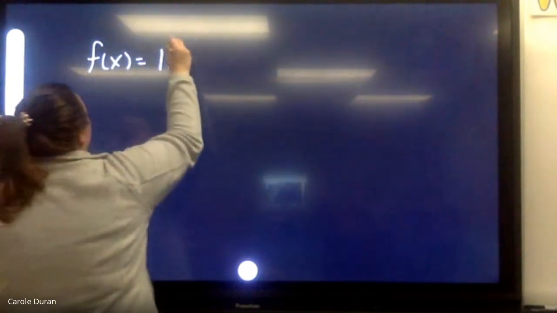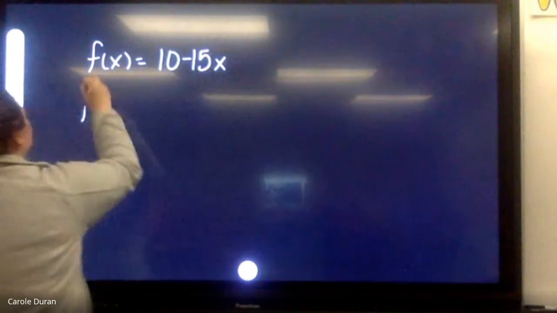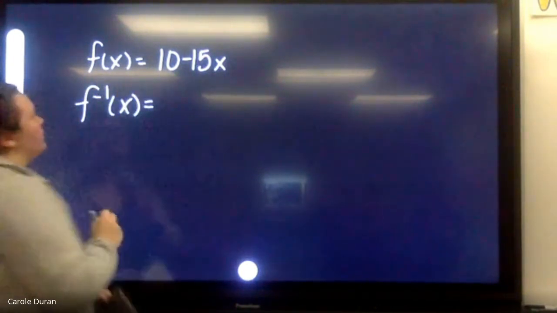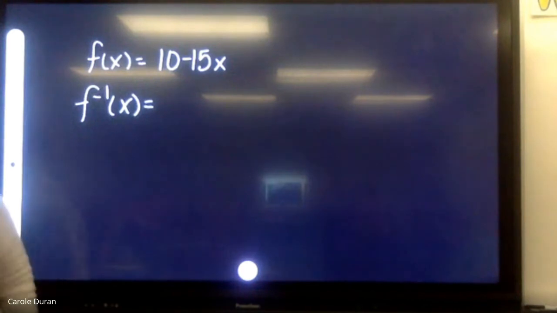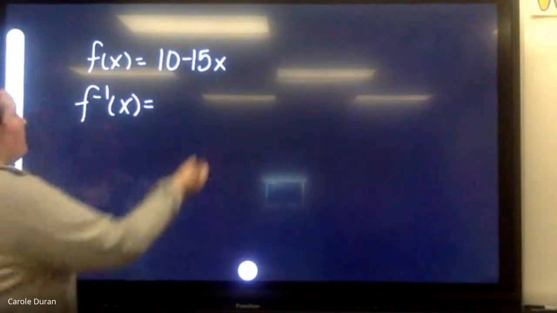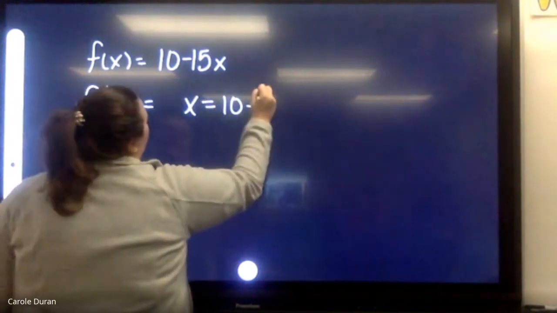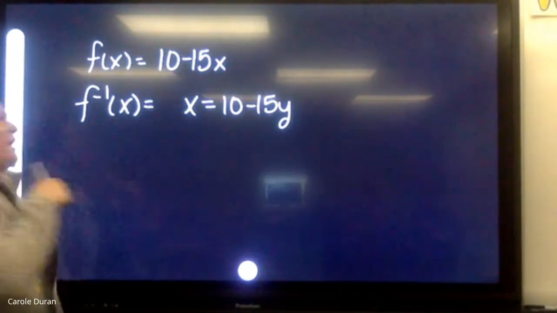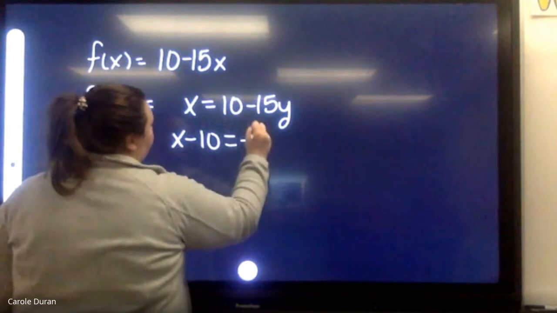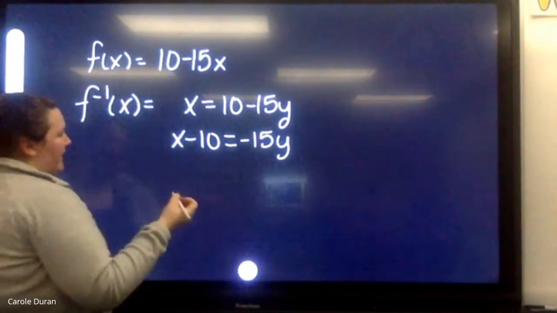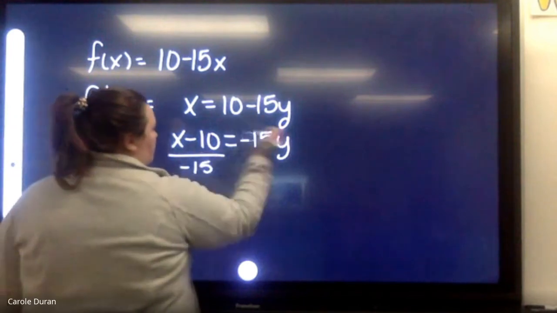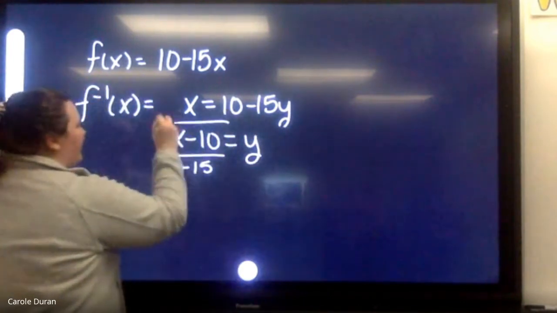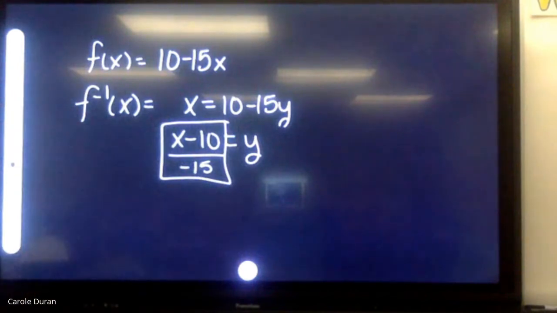If my original function is 10 minus 15x, I need to find my inverse function. What is the first thing I want to do? Swap your y and x. So this becomes x equals 10 minus 15y. Now solve for y. I'm going to subtract 10 over to the left, and then divide by negative 15. So my inverse is x minus 10 over negative 15.